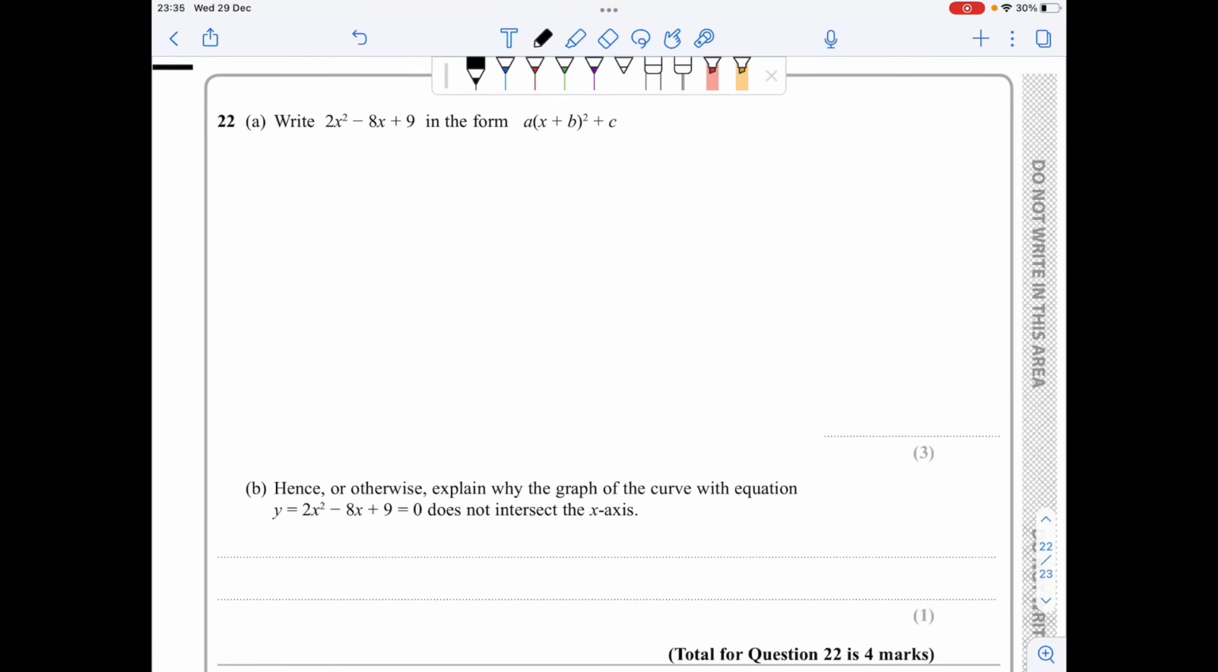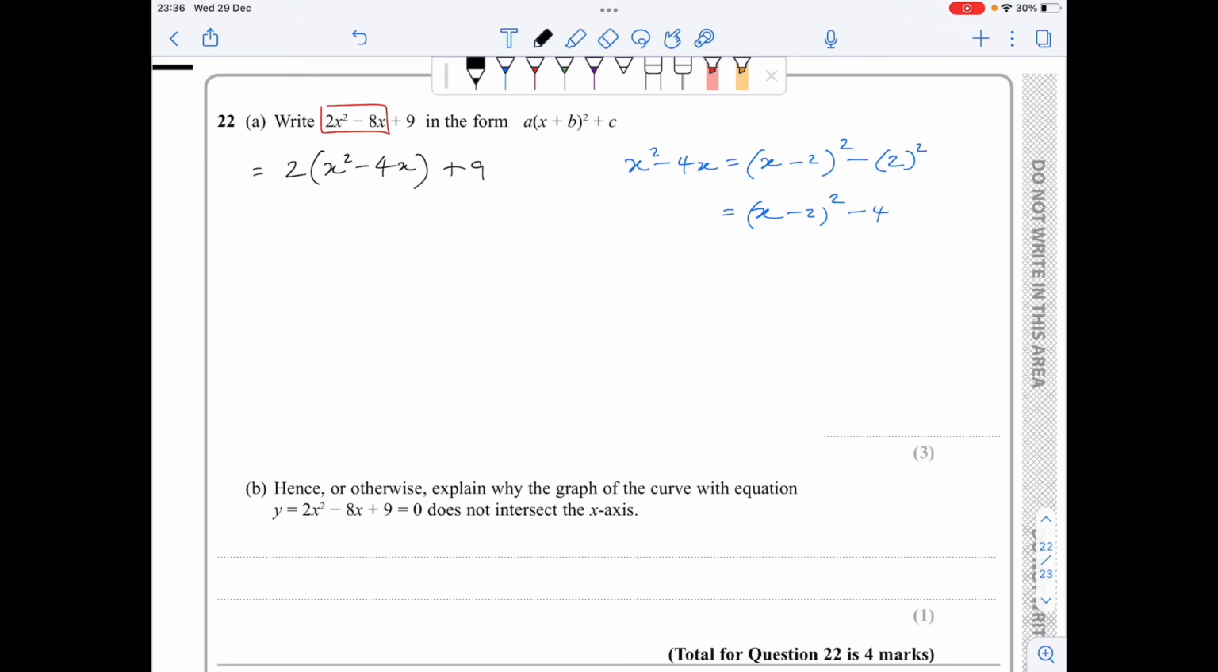In question 22a, I'll need to complete the square. Now let's concentrate on this part only. I have to take out a common factor of 2. So I've got 2x squared minus 4x plus 9. And then this is where the completing the square happens. x squared minus 4x is equal to x minus half of 4, which is 2, squared, minus 2 squared. So x minus 2 squared minus 4. So here I have completed the square.